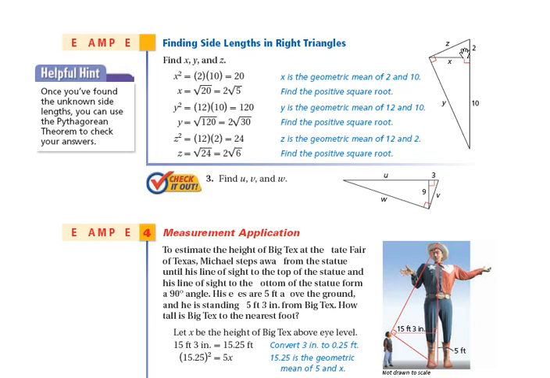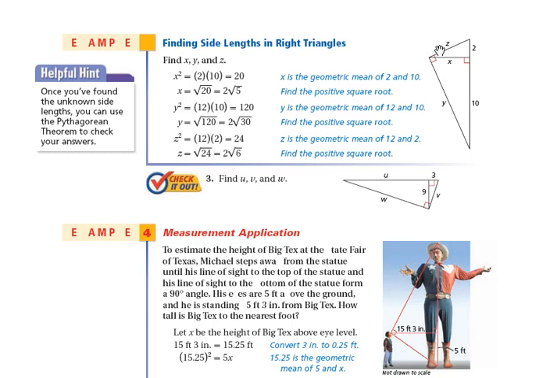First thing I want to do is take x squared and set that equal to 2 times 10, which is 20. Take the square root to both sides, I get x is equal to 2 times the square root of 5. Then I can find y by taking y squared is equal to 12, which is the sum here, times 10. And again, solve for y there, taking the square root to both sides. And then do the same thing with z.